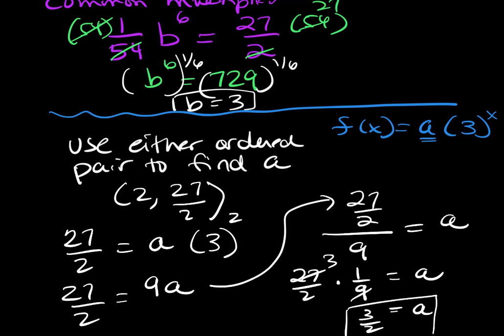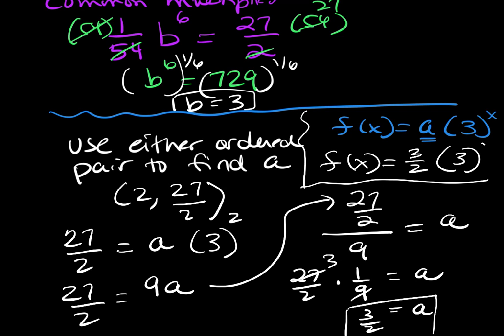So now we have everything for our function. Our function would be f(x) equals our initial value of 3/2 times our b value, our common multiplier of 3, to the x. So that would be our full equation.